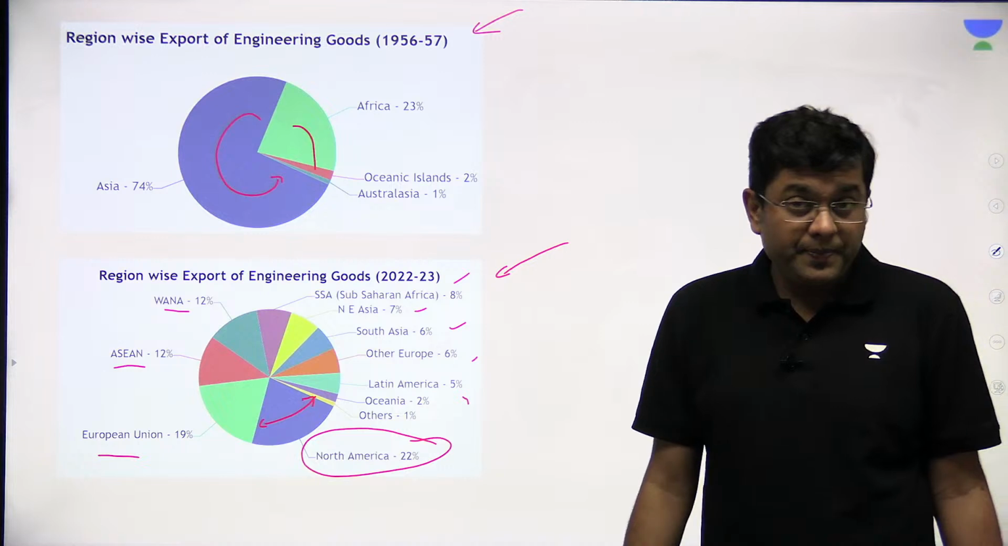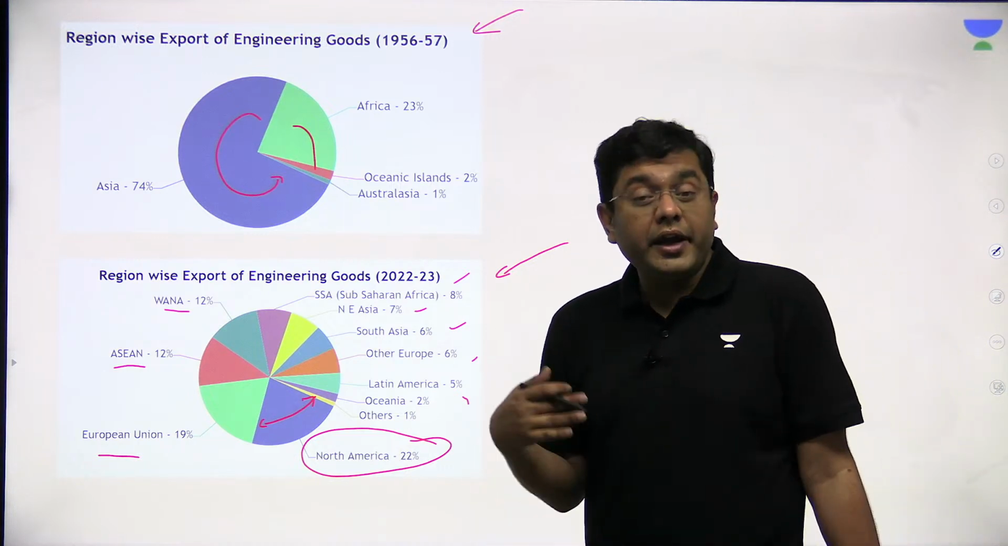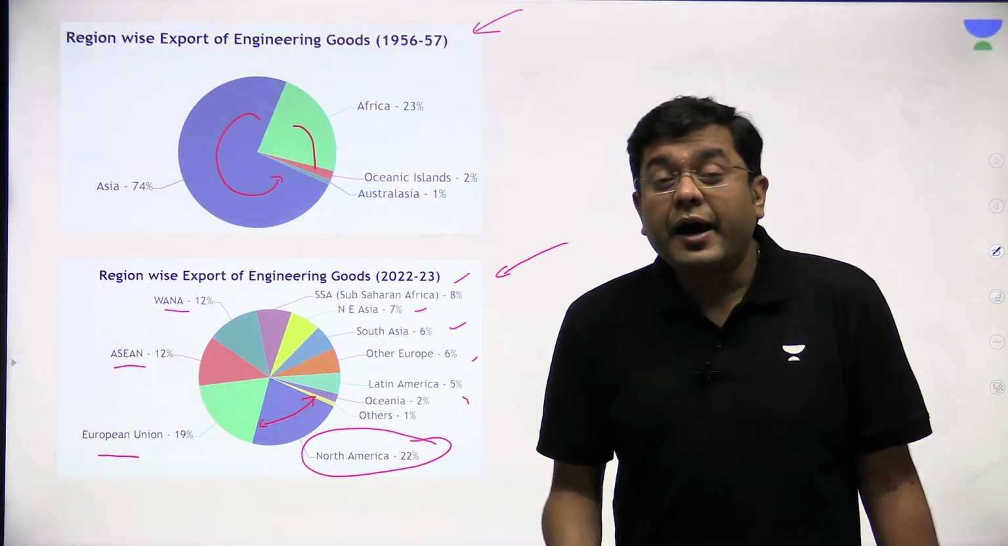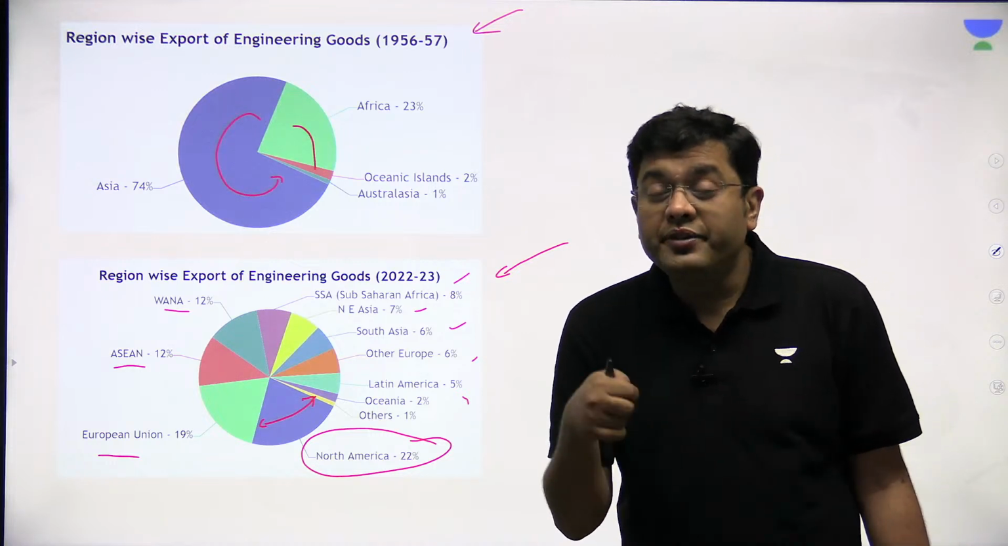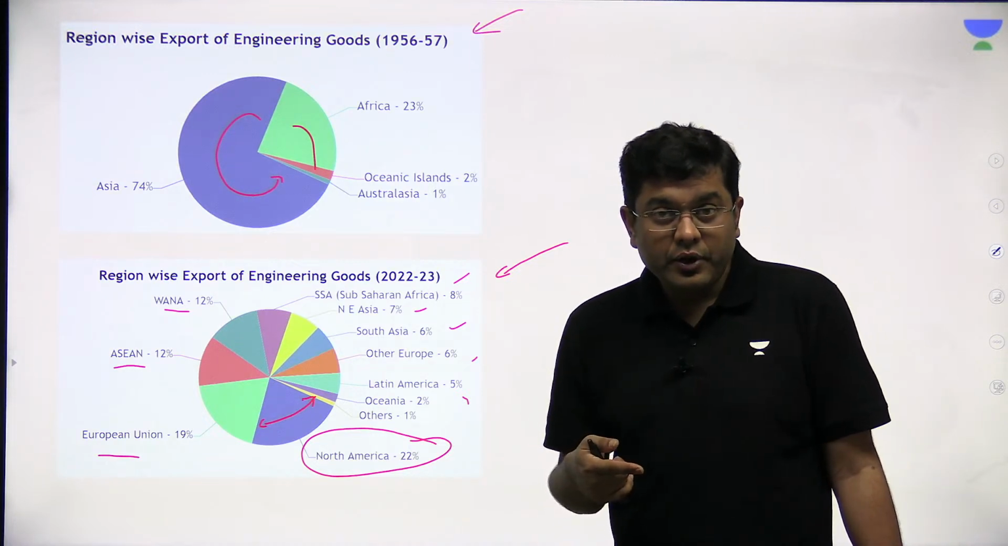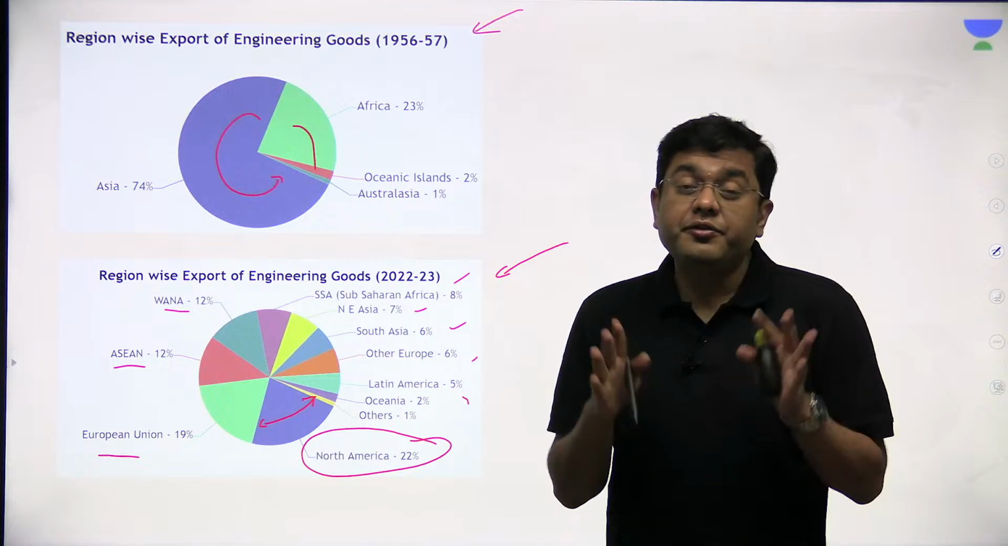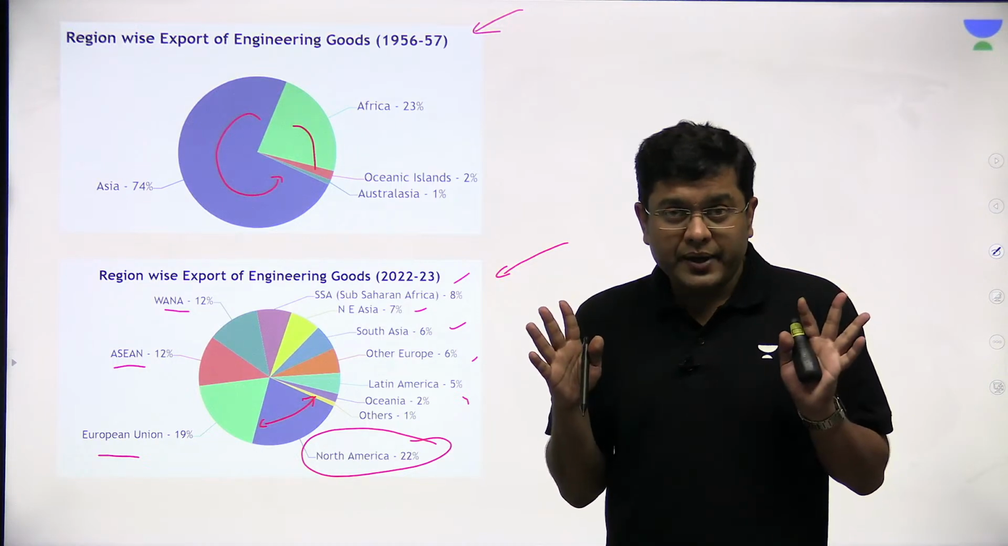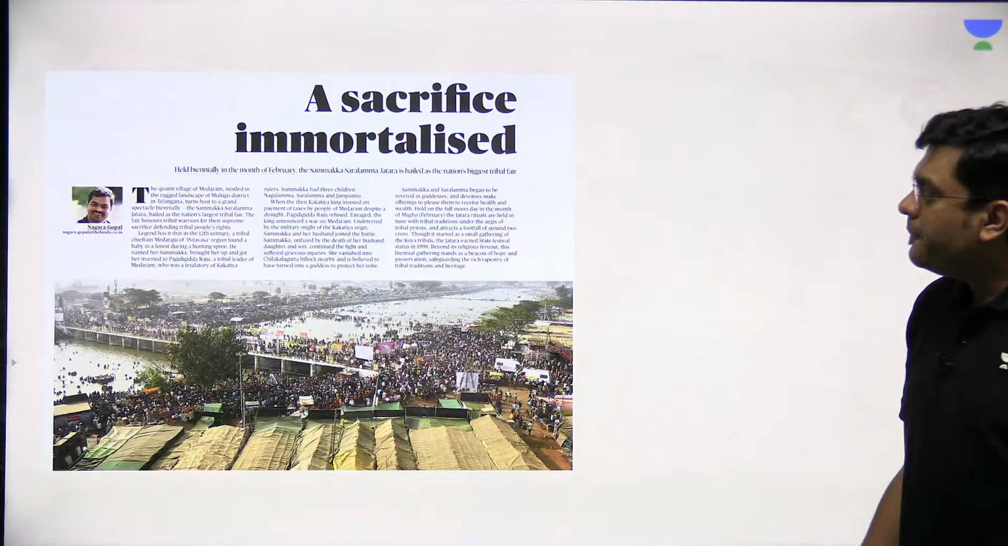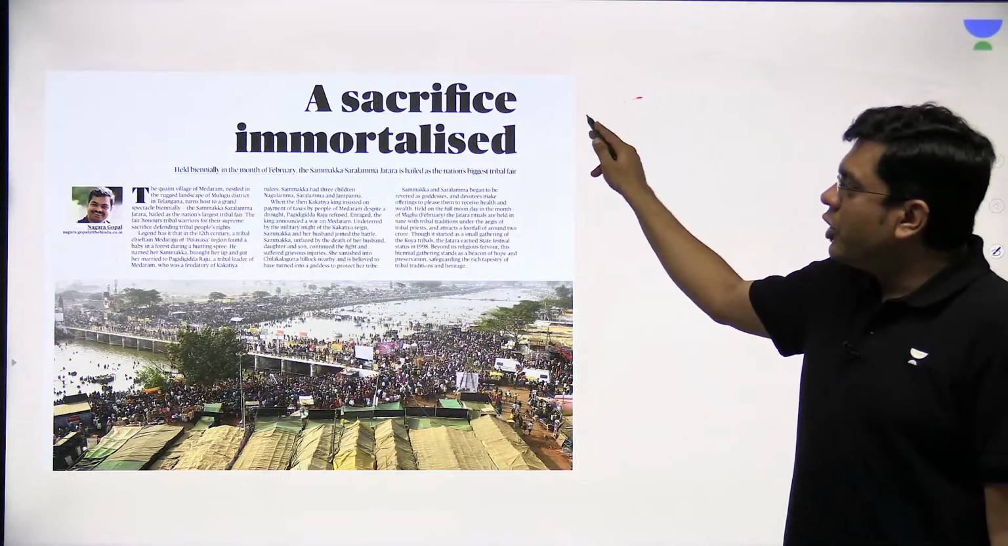Which tells you what? That now our engineering exports are much more resilient to global supply shocks. Okay, so there has been a diversification of the export market. Now, then a sacrifice immortalized.